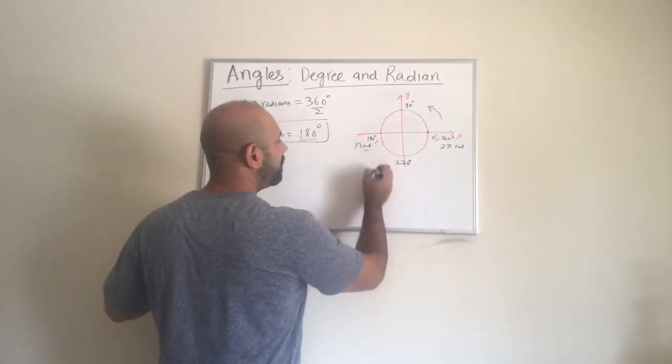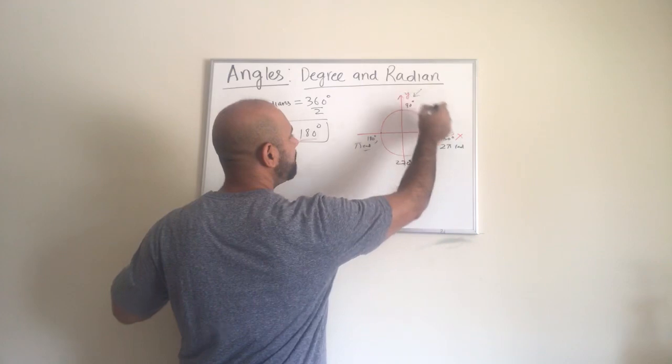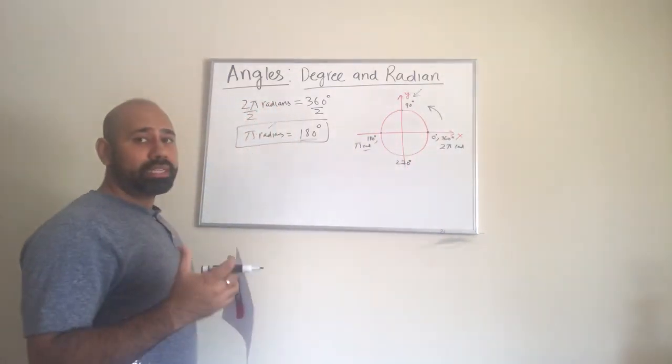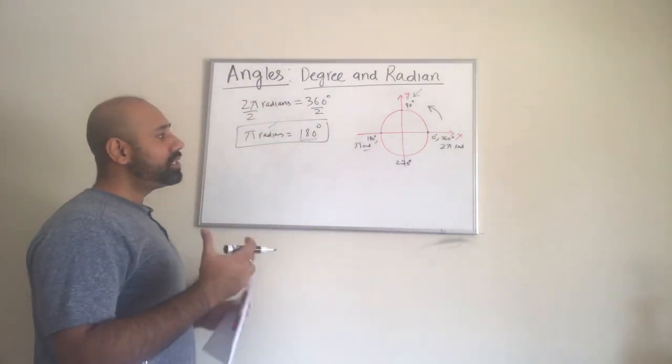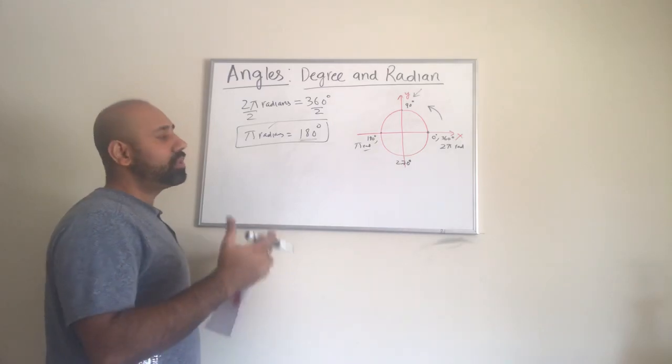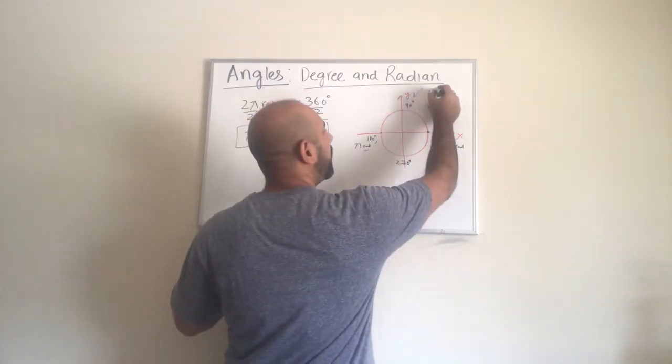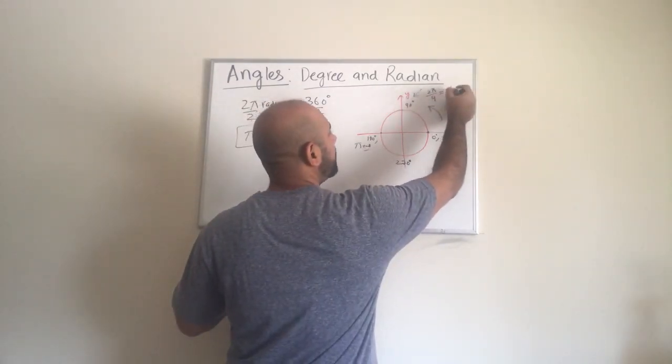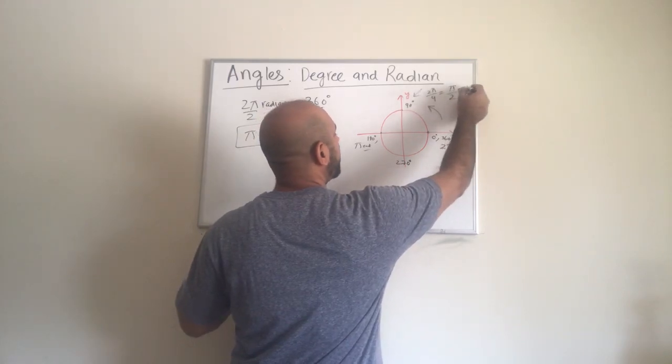Similarly guys, we should be able to figure out what is 90. So 90 is basically 1/4 of the 360, and if we have to convert it into radians, we know it is going to be 1/4 of 2 pi. So it is 2 pi over 4, which is going to be simply pi over 2 radians.